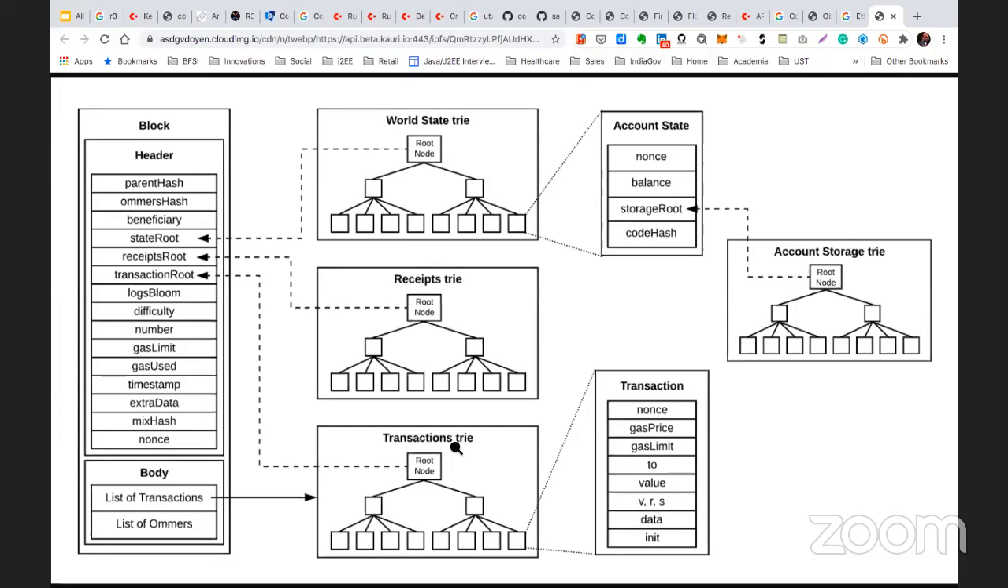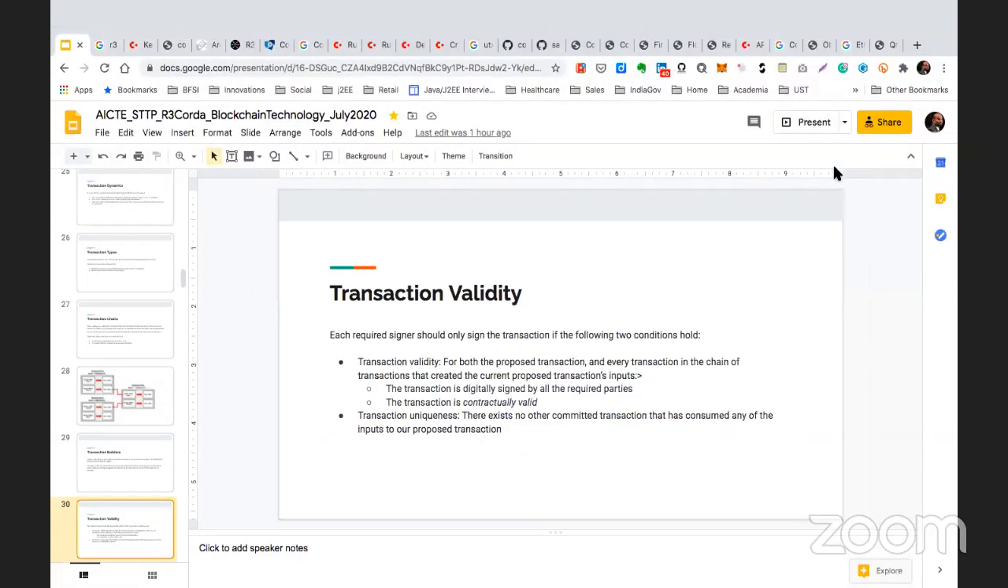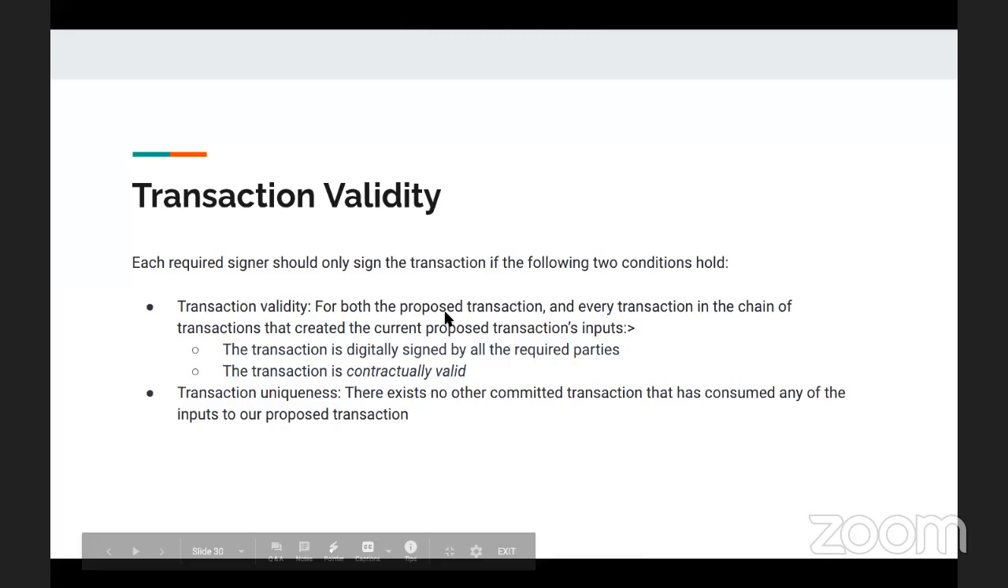This is how the Ethereum data structure is entirely different from the Bitcoin UTXO model and the Corda UTXO model. You have states, account states, transaction trie, and receipt trie. So every transaction receipt is separate, the transaction trie is different, the state is different. This is the difference between the Ethereum data structure and the Corda data structure. Okay. Now, when you come to this, right? So we see how we verify the validity and uniqueness.